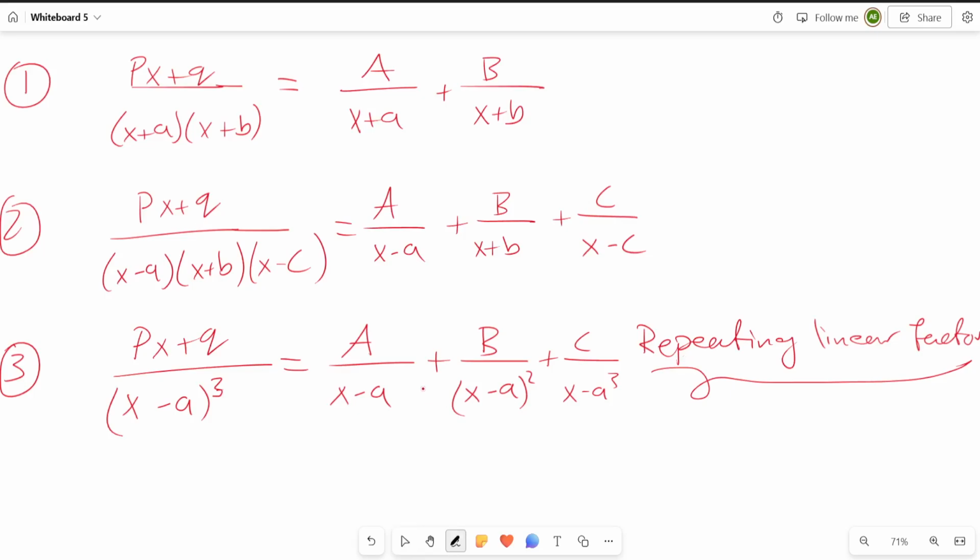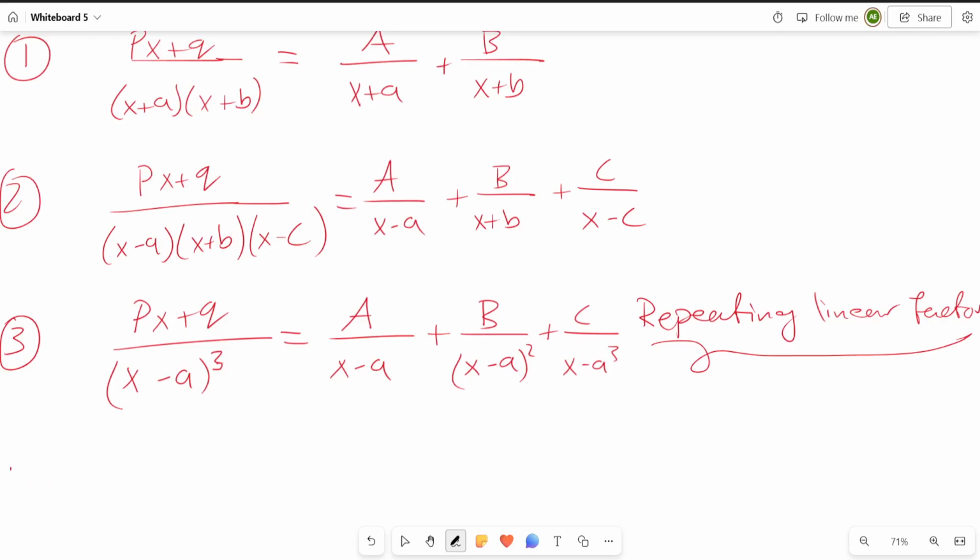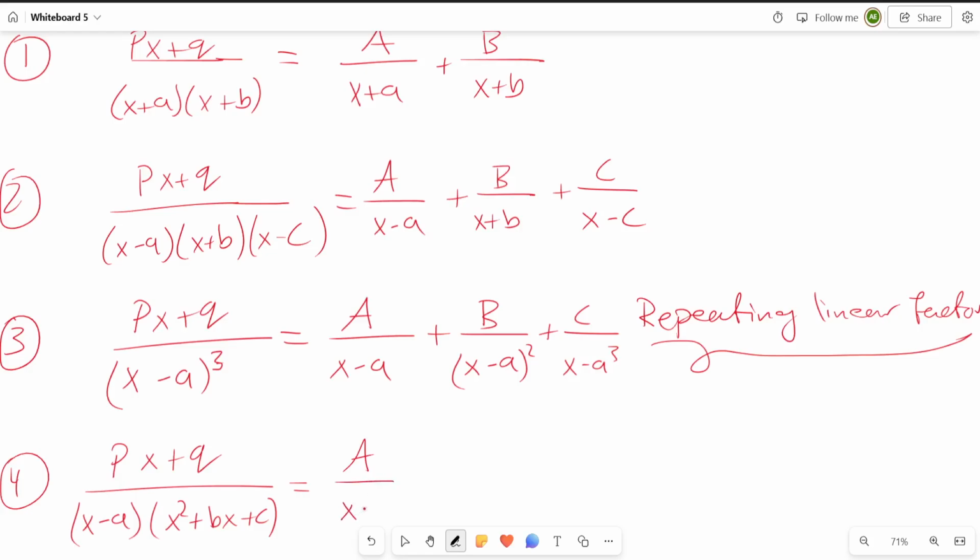Okay, so another case that we can see is when we have a quadratic factor. Let's say we have the numerator as px plus q again, over a linear factor times a quadratic factor. Okay, how do we deal with this? First of all, for the linear factor, it's super easy, just a over the linear factor, and then this quadratic factor should be irreducible or non-factorizable.